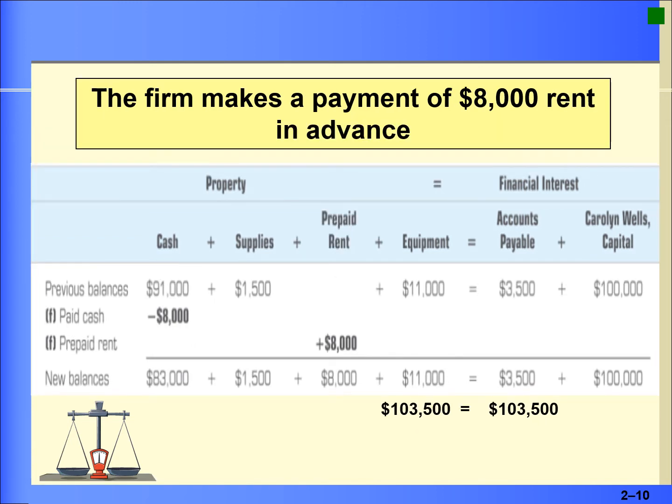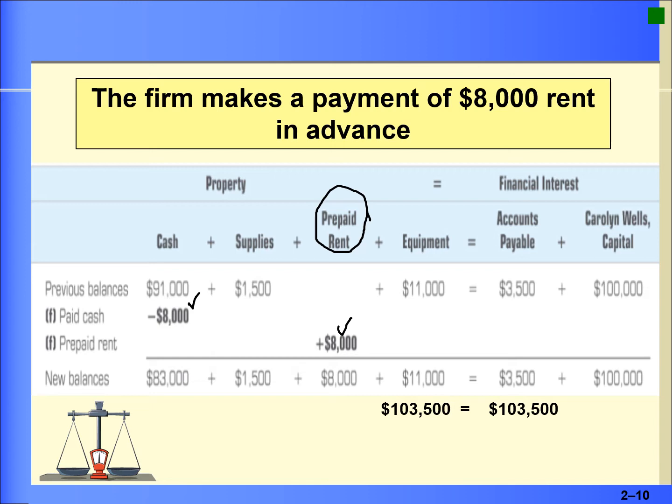Okay, on this transaction, looks like you made a payment of $8,000 rent in advance, and you're going to find out that that's called prepaid rent. And so notice cash goes down by $8,000, prepaid rent goes up by $8,000, and we'll get into this in some future chapters, but that's actually considered an asset because there's going to be a benefit. You bought something in advance, you now have the benefit of using the facility, whatever you're renting. It's called prepaid rent. So that's why they put that on the left side of the equation.